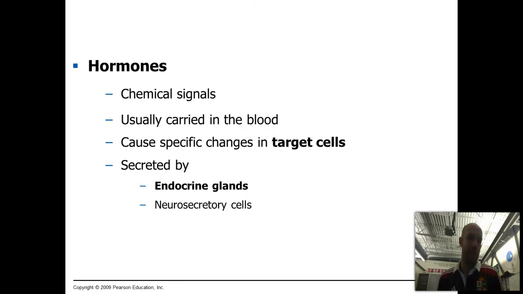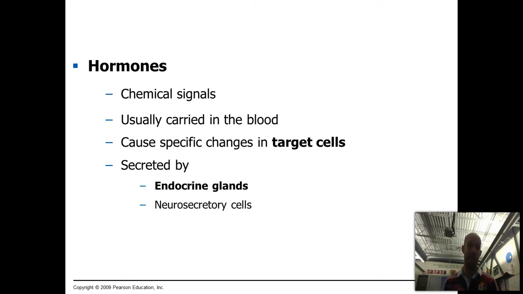So this process is controlled by hormones. Think about it, if you drink a large amount of water, you've got too much water in your body, you're going to need to remove some of that water. Conversely, if you haven't drunk for a while, you need to reduce the amount of water you're losing.